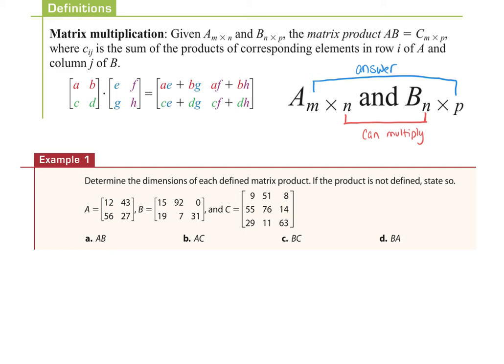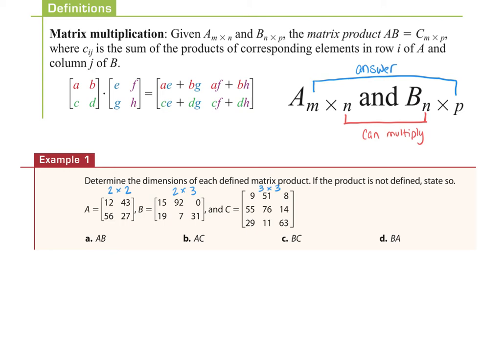So the first thing we're going to do is decide, can I multiply them? Let's write out the dimensions. What are the dimensions of A? How many rows and how many columns? A is 2 by 2, all right? What about B? 2 by 3. And then C is going to be 3 by 3.